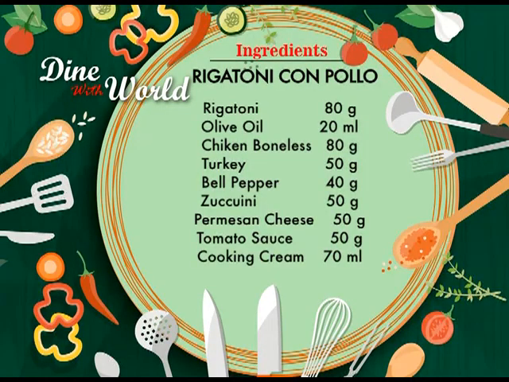And the ingredients of rigatoni with chicken, or rigatoni con pollo, are rigatoni 80 grams, olive oil 20 milliliters, chicken boneless 80 grams, turkey 50 grams, bell pepper 40 grams, zucchini 50 grams, parmesan cheese 50 grams, tomato sauce 50 grams, and cooking cream 70 milliliters.